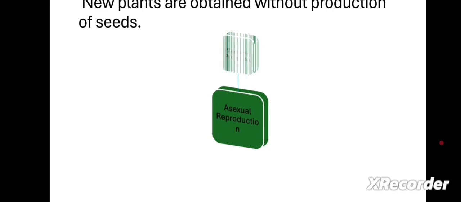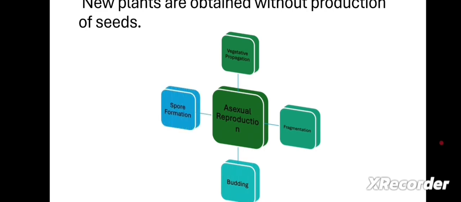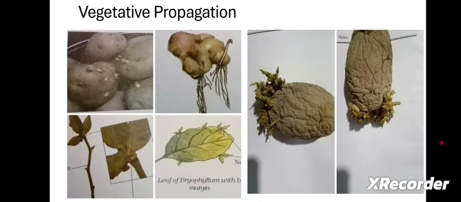Asexual reproduction is a process where a single parent produces offspring that are genetically identical to the parent. There are several methods of asexual reproduction in which new plants are obtained without production of seeds. Number one is vegetative propagation. It's a type of asexual reproduction in which new plants are produced from roots, stem, leaves, and buds. Since reproduction is through the vegetative parts of the plant, it is known as vegetative propagation.